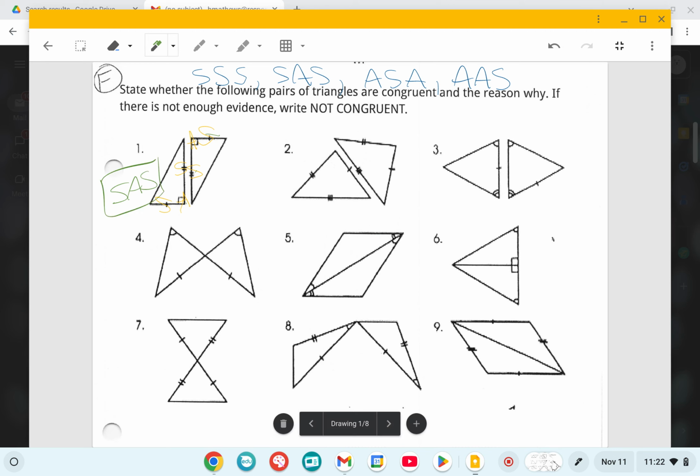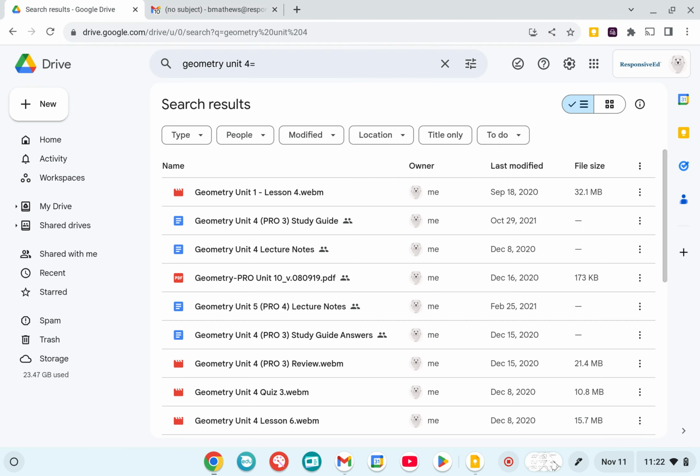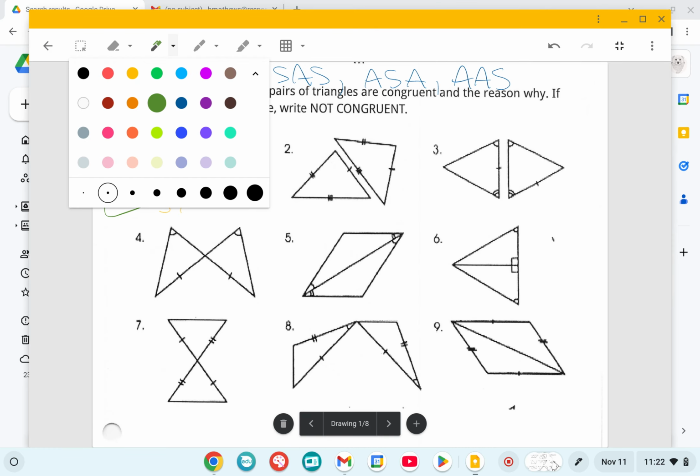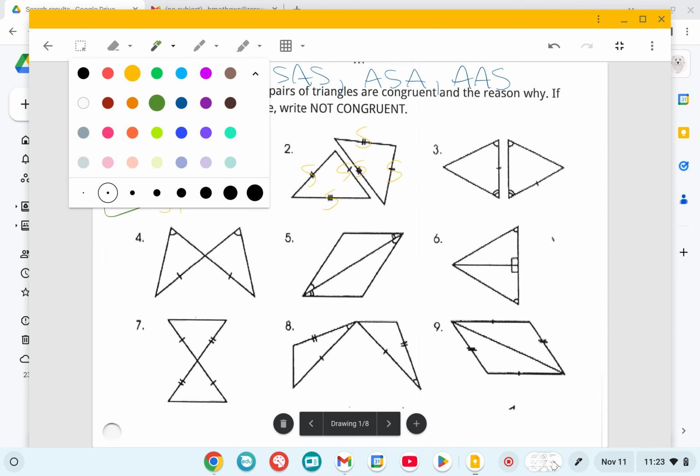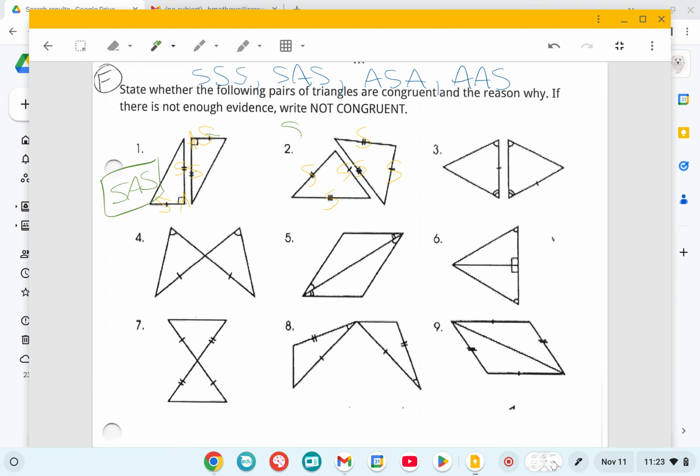Number two, also very straightforward. You have a pair of sides that are congruent here. We have another pair here, and we have another pair here. All three sides have a partner in the other triangle. That one's easy. You don't even have to check the arrangement because those are in the side, side, side congruence arrangement.